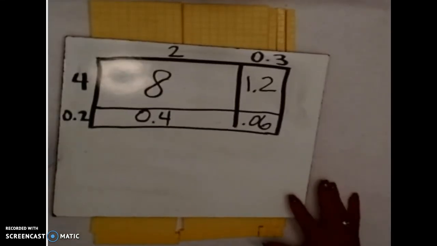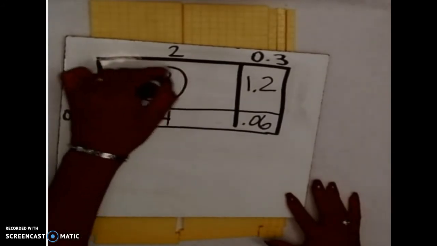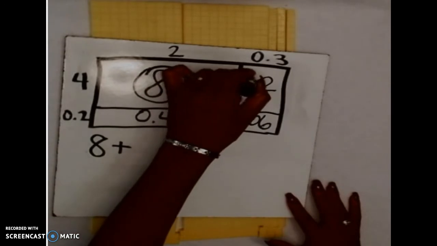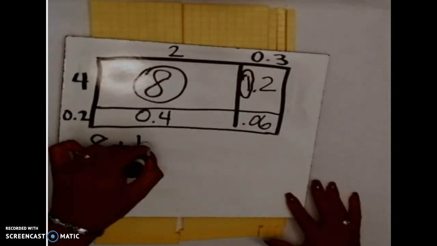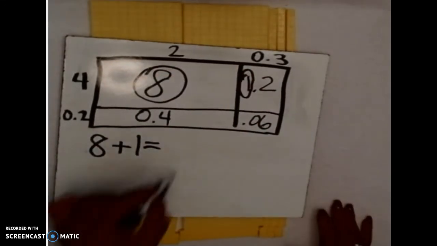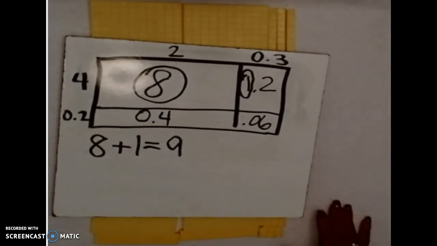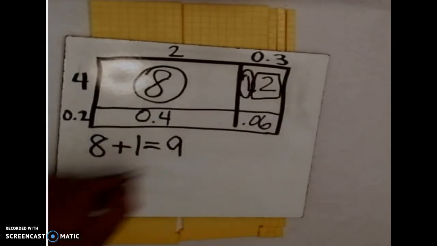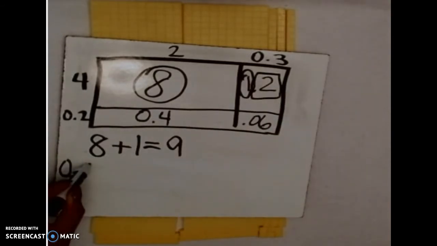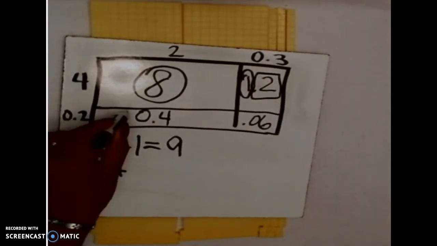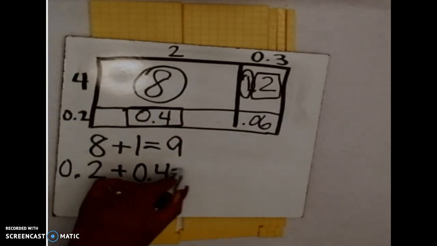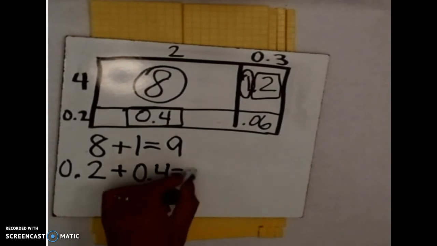So let's add. We have one whole, which is 8, plus another whole, which is 1. So 8 plus 1 equals 9. I have 2/10 plus 4/10, which equals 6/10.